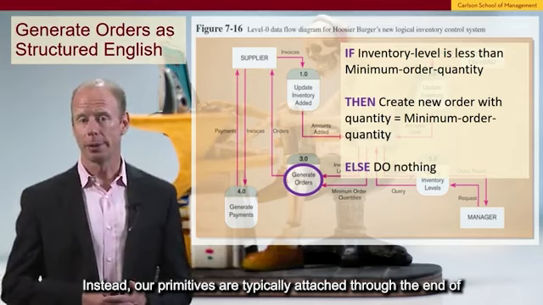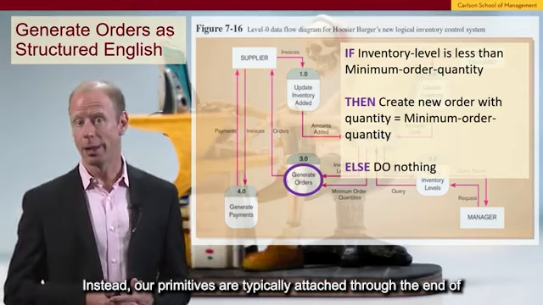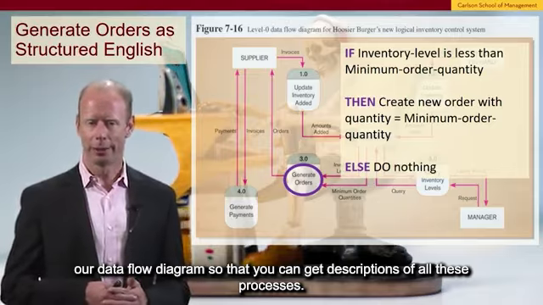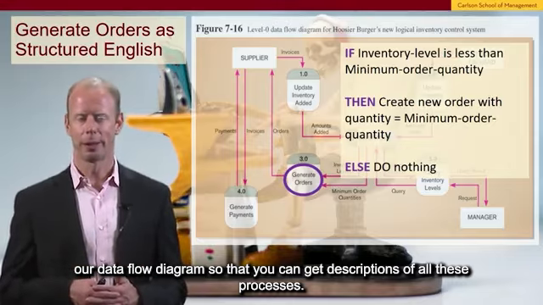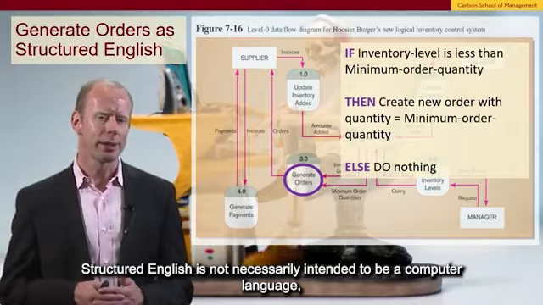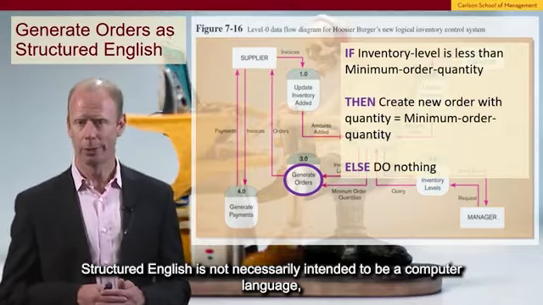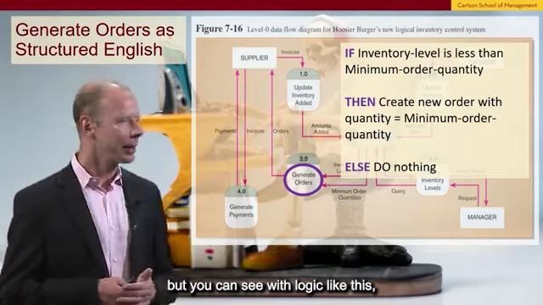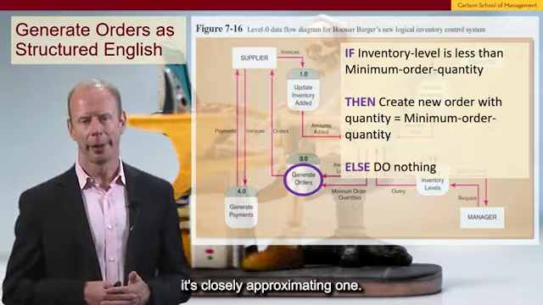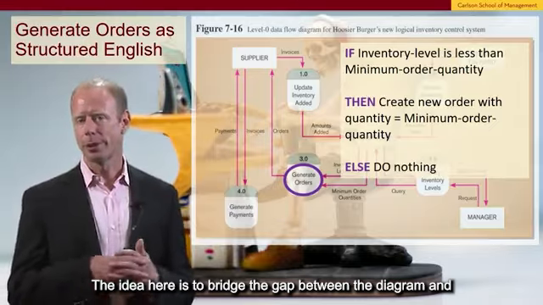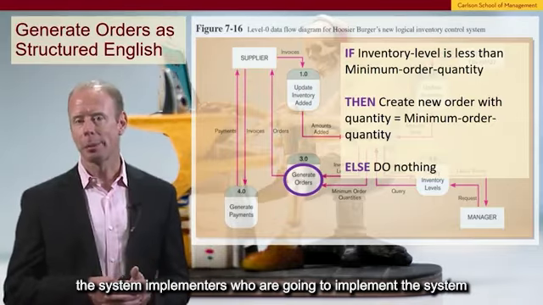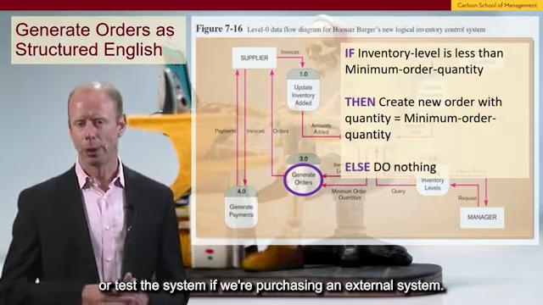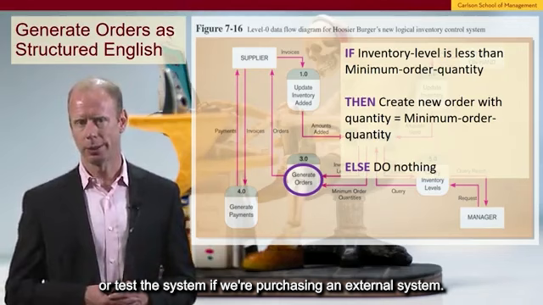If that's an accurate description of the process, then we don't need to decompose any further. Instead, our primitives are typically attached toward the end of our data flow diagram so that you can get descriptions of all these processes. Structured English is not necessarily intended to be a computer language, but you can see with logic like this, it's closely approximating one. The idea here is to bridge the gap between the diagram and the system implementers who are going to implement the system or test the system if we're purchasing an external system.